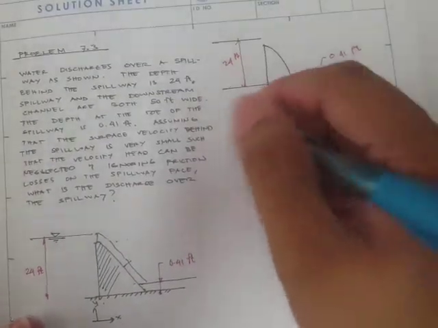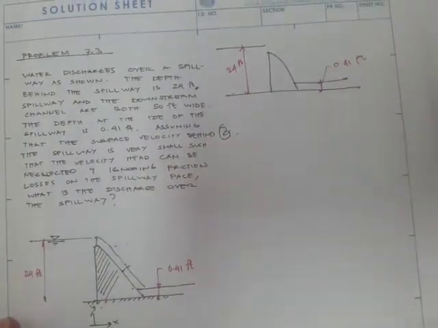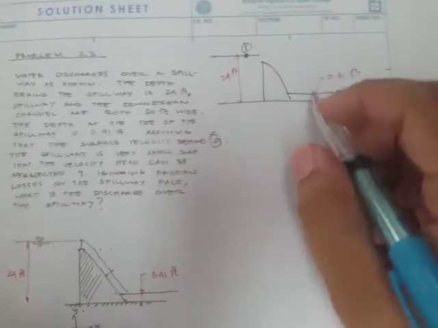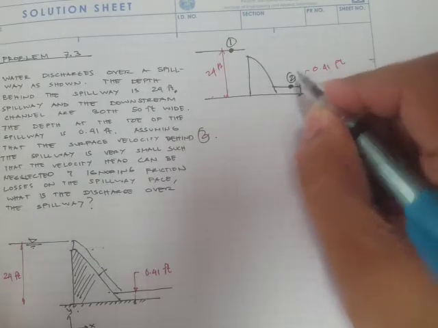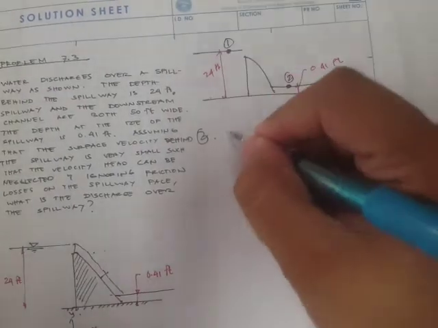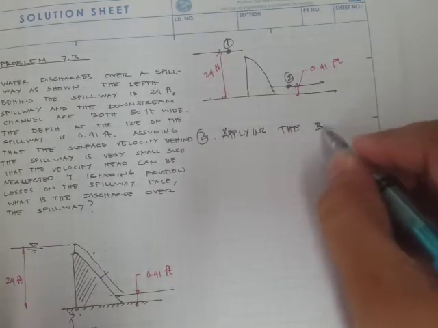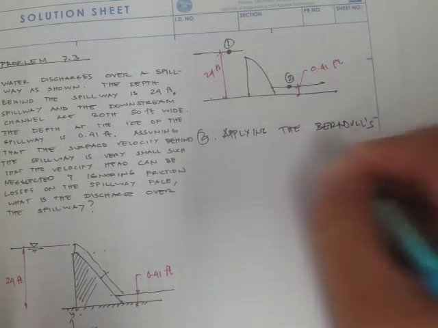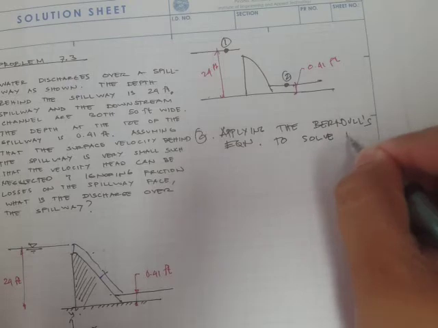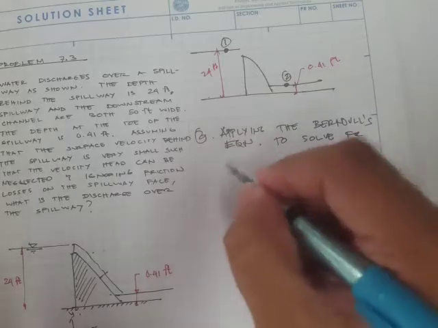Okay, so if we are going to use Bernoulli's equation, then we have to first choose our point 1, and here this will be our point 2. Okay, and now let's apply Bernoulli's equation, all right, to solve for the velocity right here at this downstream end, to solve for v sub 2.